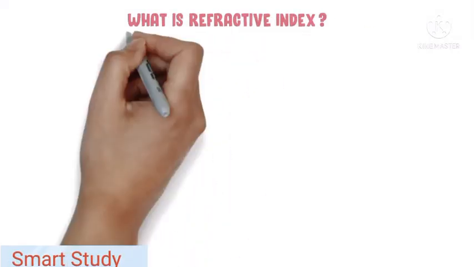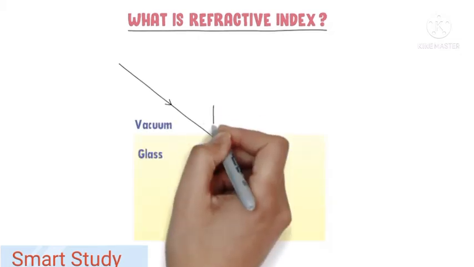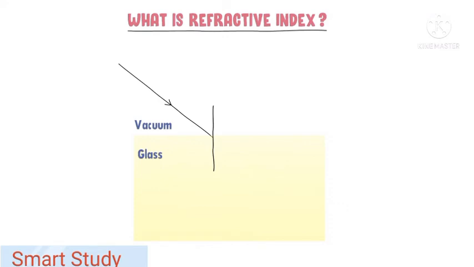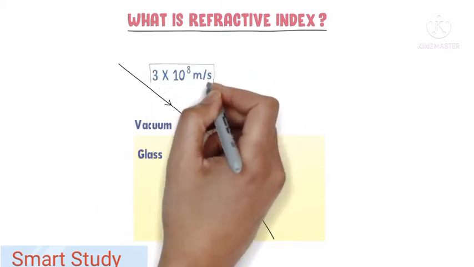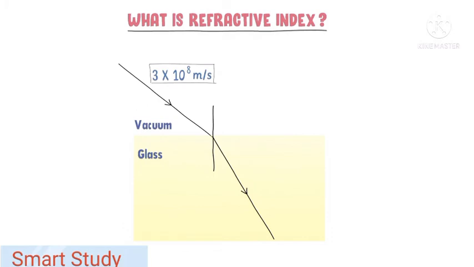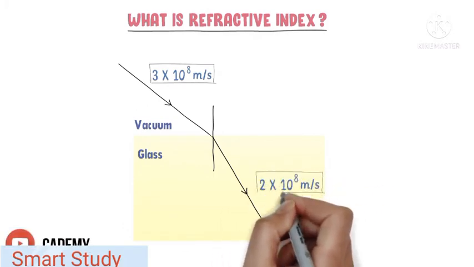What is refractive index? Well, consider that an incident light ray is traveling in the vacuum. Let it hit the surface of a glass and enter into it. We know that light is refracted towards the normal in this case. The speed of light in the vacuum is 3 × 10^8 meters per second, while the speed of light in the glass is 2 × 10^8 meters per second.